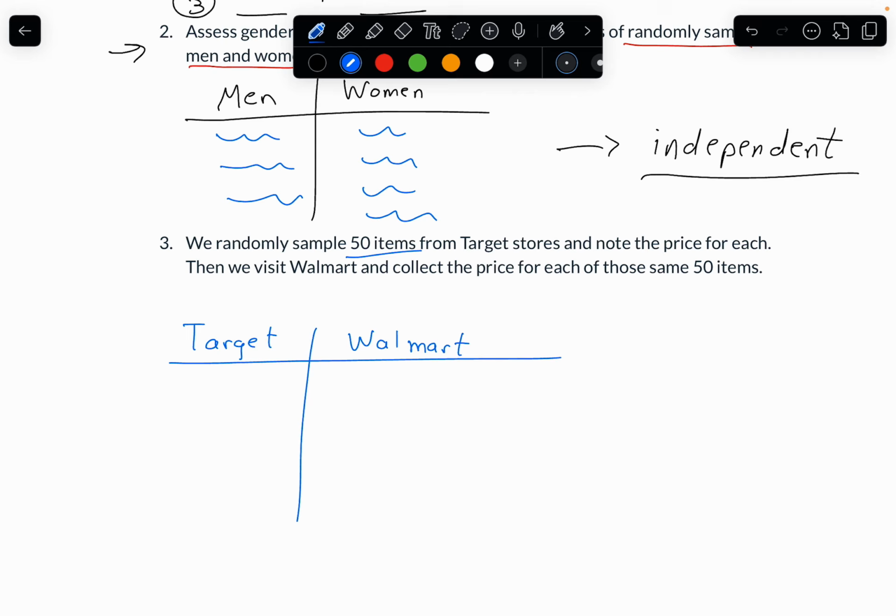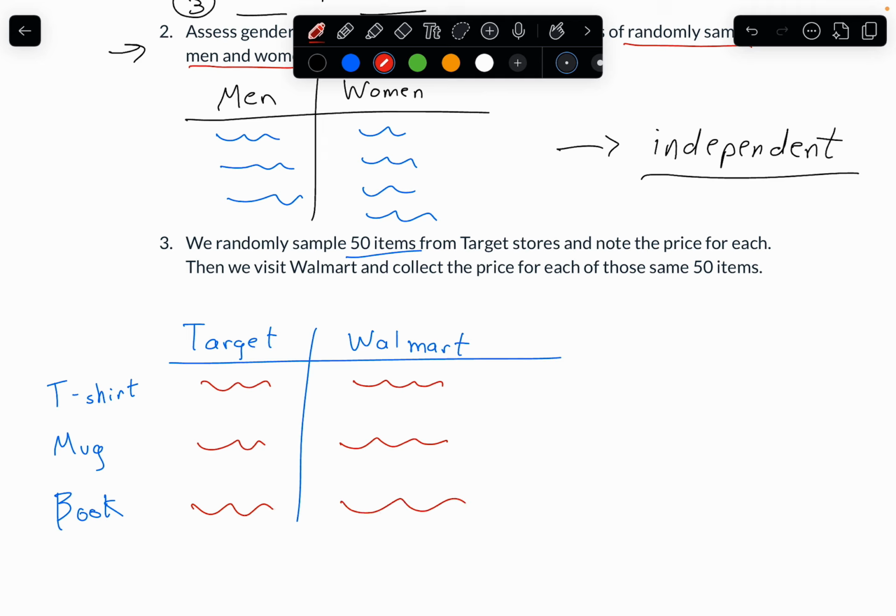And so we might look at the price of a t-shirt, and then we might look at the price of a mug that says live, laugh, love on it or something like that. And we've got all these different things. And we look at the price of a particular book that just came out, something like that. And I'm going to look at the prices of each one of these things. I'm going to look at the price of the t-shirt at Target and the price of the t-shirt at Walmart. The price of the mug at Target, the price of the mug at Walmart. The price of the book at Target, the price of the book at Walmart.